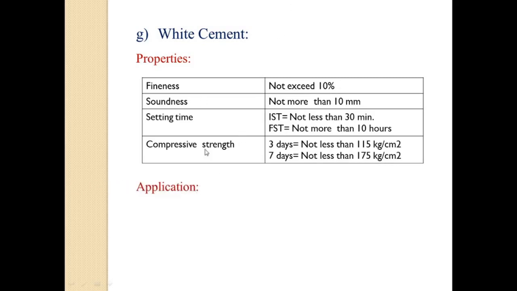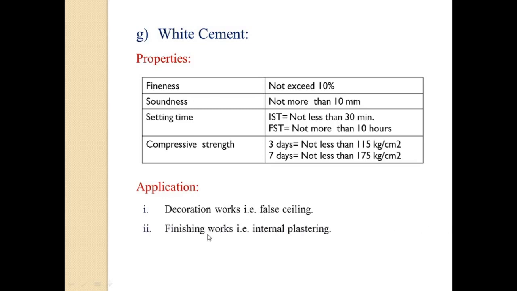Now the applications, or where we are using white cement. First we use it for decorating work, that is false ceilings. Then finishing works like internal plasters, waterproofing works, and high class tiling works. Other than these, there are also some other types of cement, that is quick setting cement, ready set cement, and high alumina cement. So this is all about chapter number 1, or unit number 1.